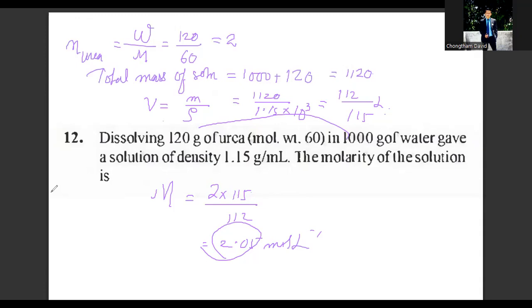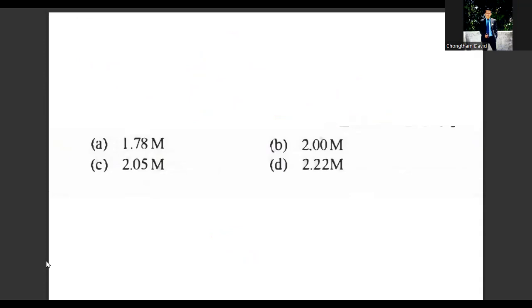Let us see the options. 2.05, right? Remember that value? Yes, it's there. Bingo. That is the answer to question number 12. Good. Then moving on to the next question, question number 13.